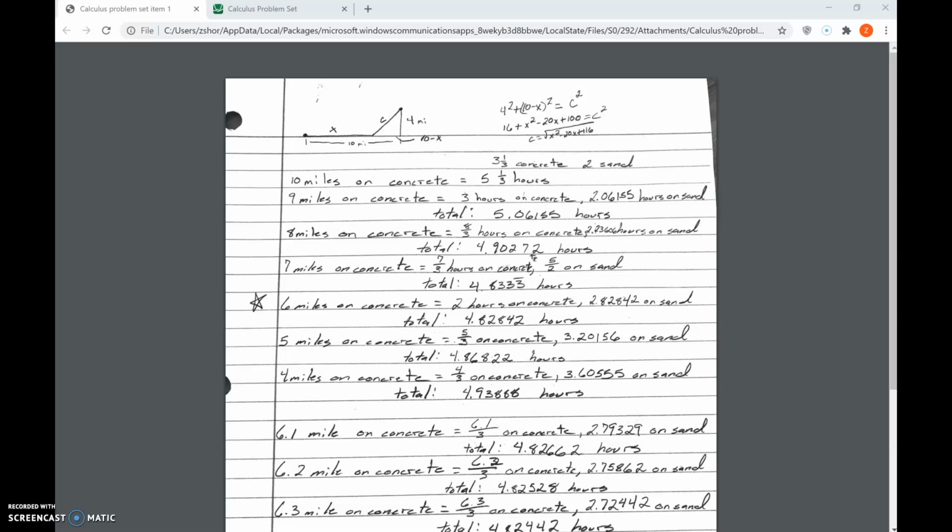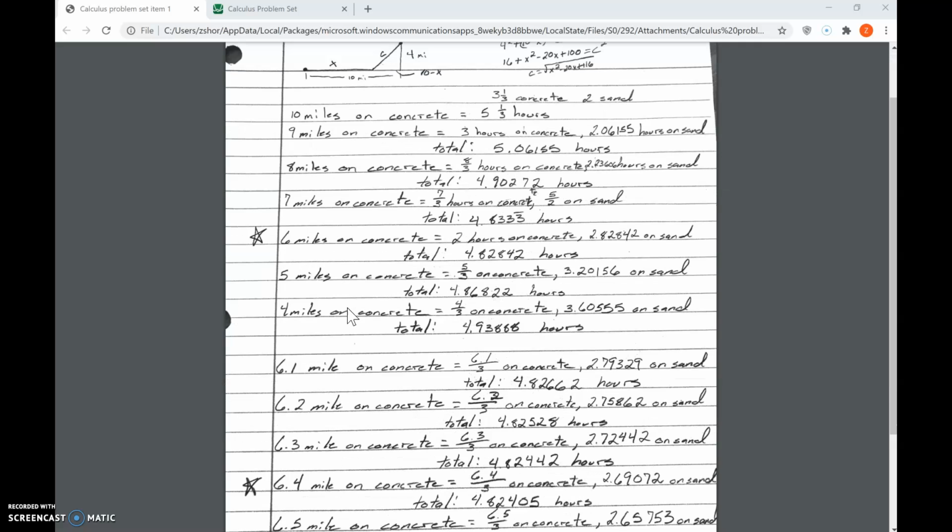What's going on, everybody? So this is for item number one on the calculus problem set. It's talking about how far you need to travel on the concrete to minimize the total time it takes you to get from point A to point B. First off, I went through and did it without calculus real quick.